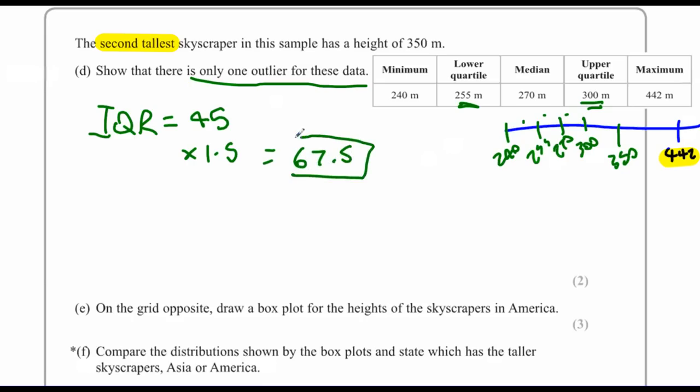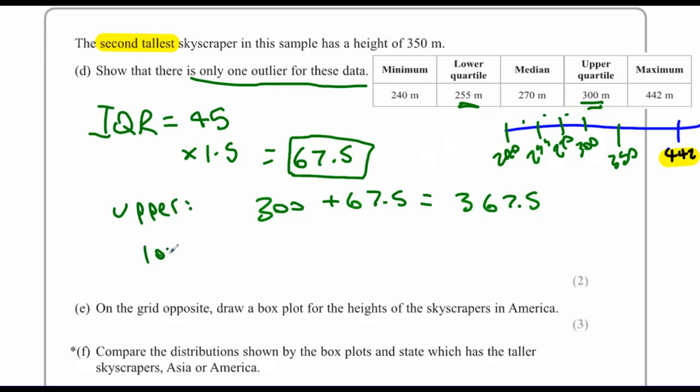Now we add that onto the upper quartile, so 300 plus 67.5 gives us 367.5. For the lower outliers, we're going to take away that 67.5 number from our lower quartile, so 255 minus 67.5, going to use a calculator, 187.5.